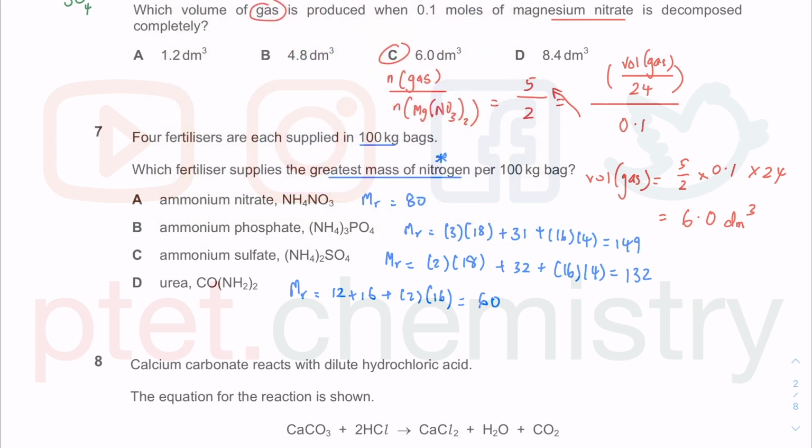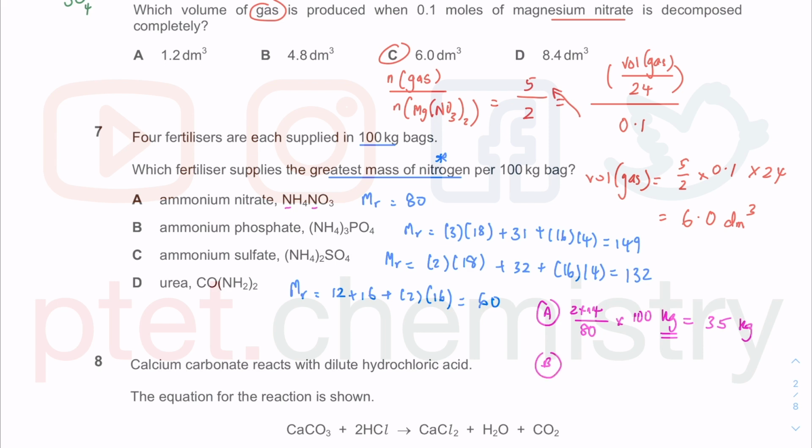Just like in the previous question, we can work out for A. There are 2 nitrogens, so 2 times 14 over 80 times 100 kilograms. That will give us the mass of the nitrogen, because there are 2 nitrogens in the whole formula unit, each of which is 14 out of the Mr, times 100 kilograms. So 2 times 14 divided by 80 times 100, well, times 100 kilograms, not percent. That gave me 35 kilograms.